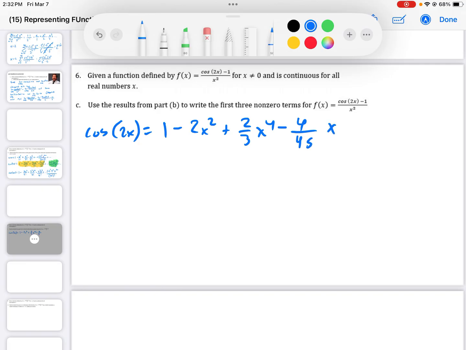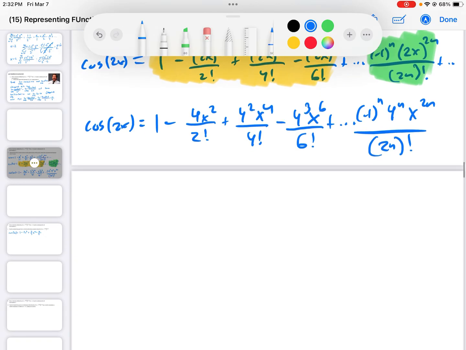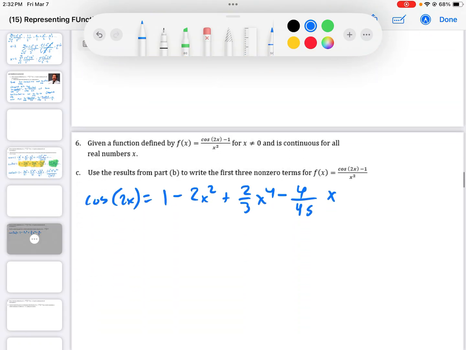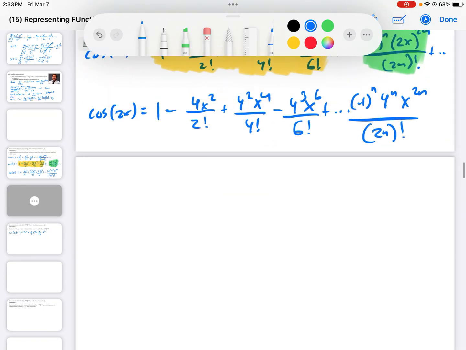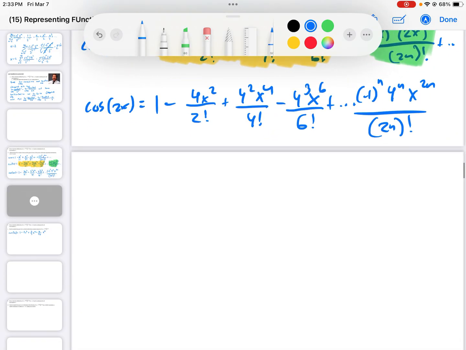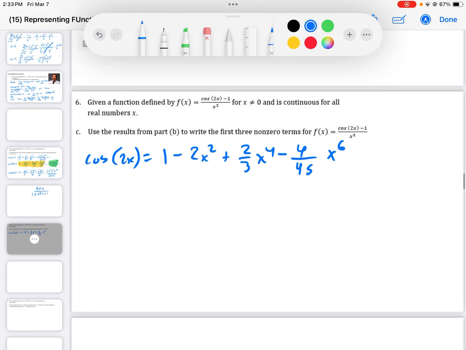45 x to the, what was it? X to the 6th. So 4 times 4 times 4 over 6 times 5 times 4 times 3 times 2 times 1. Those 4's cancel. There's a 4 in here, or 2 in there. So I'd have 4 over 9. Where did I get 45?